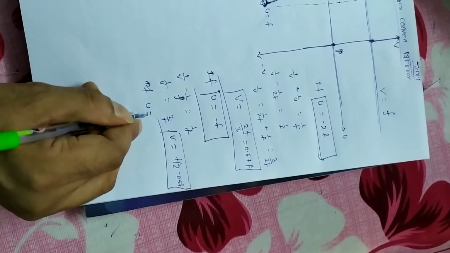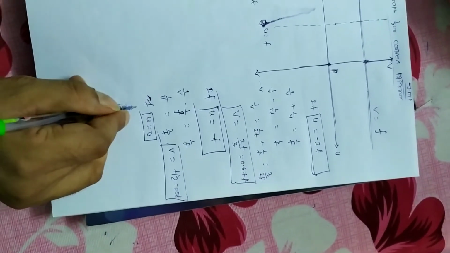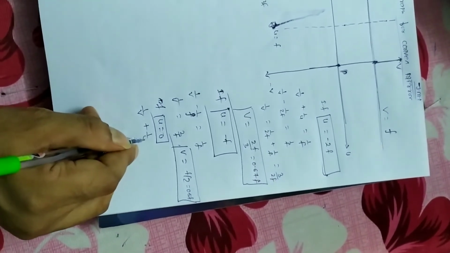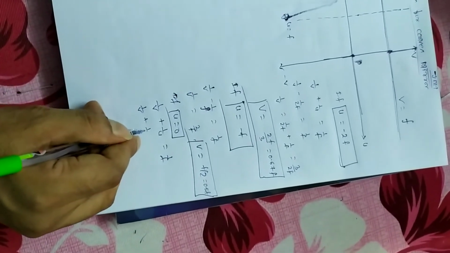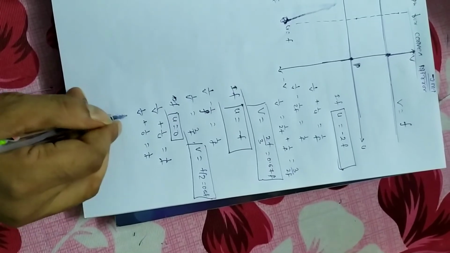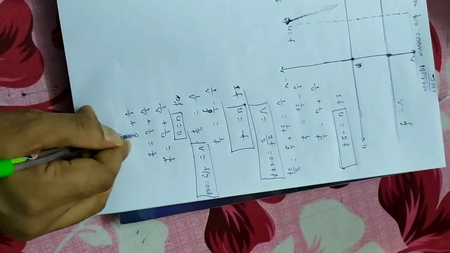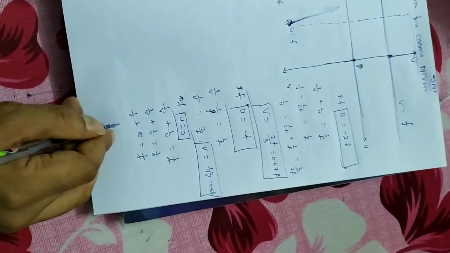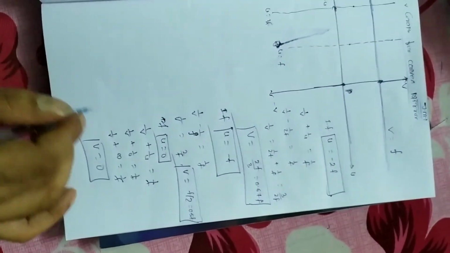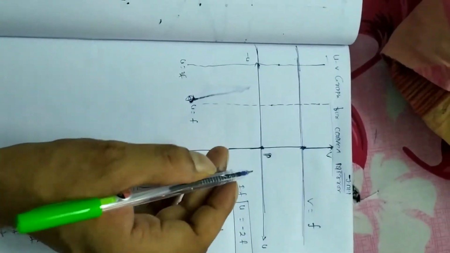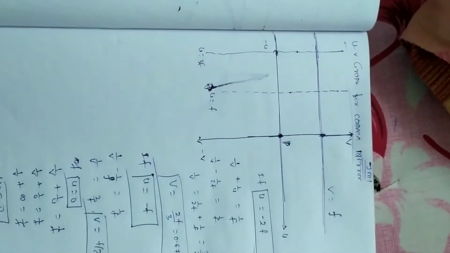If u is equal to 0, then 1 by v plus 1 by u is equal to 1 by f. So 1 by v plus 1 by 0 is equal to 1 by f. So this becomes 1 by v plus infinity is equal to 1 by f. So v becomes 0. Done, buddy? It means when the object is at the pole, the image will be at the same point.